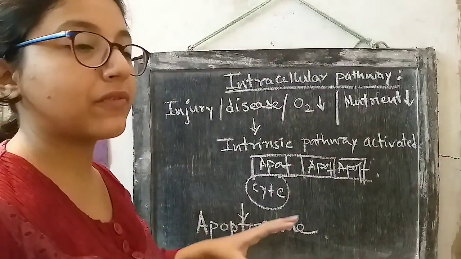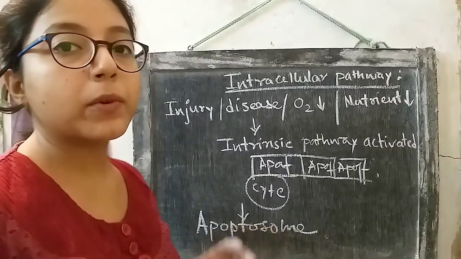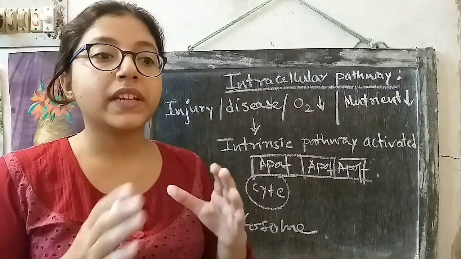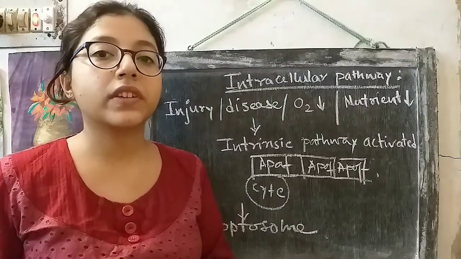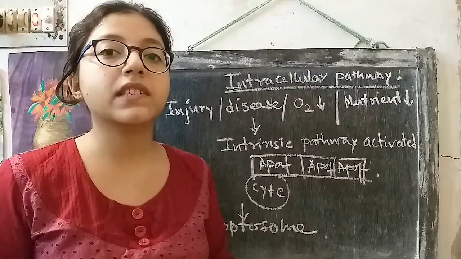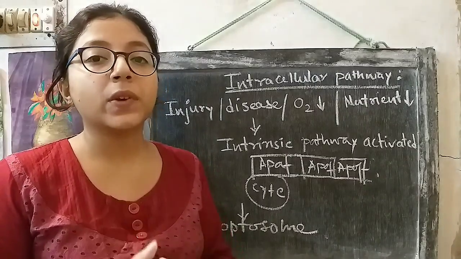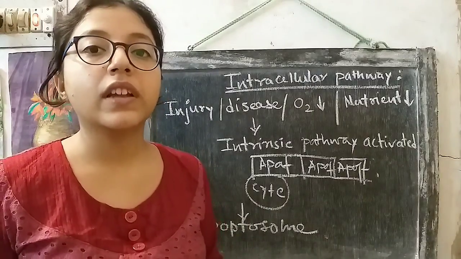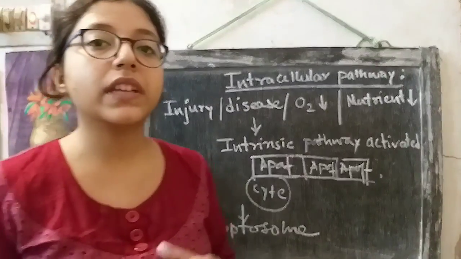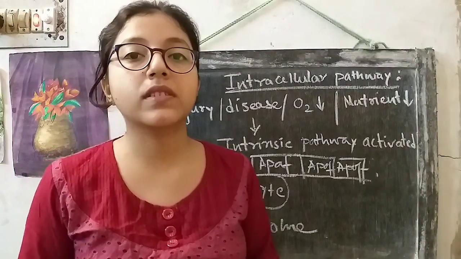Once the apoptosome is formed, procaspases will be converted into activated caspases. The initiator procaspase will be converted into an activated caspase, and the other effector caspases will be activated. So a proteolytic cascade will be turned on, and the net result is target cell death. This is how the intrinsic pathway of apoptosis is carried out.